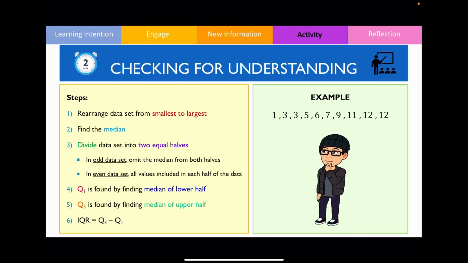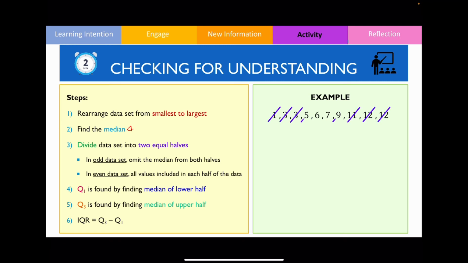Please have a go at trying to find the interquartile range for this dataset. For this question, we can already see that the values have been arranged from smallest to largest, so we can move on to step 2, which is to find the median. The median can be found by crossing out the numbers from both ends until you reach a central value. In this case, because you've got an even number dataset, you need to find the value that's halfway between 6 and 7, which is pretty obvious, and that's going to be equal to 6.5.